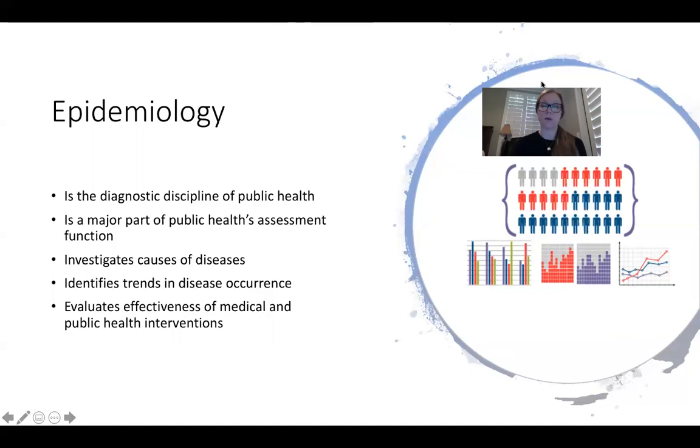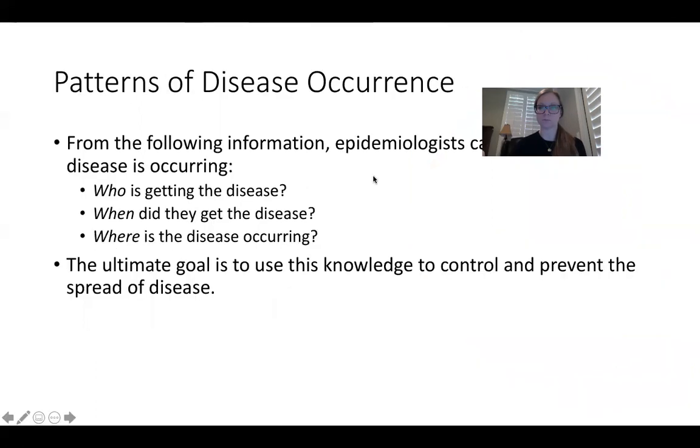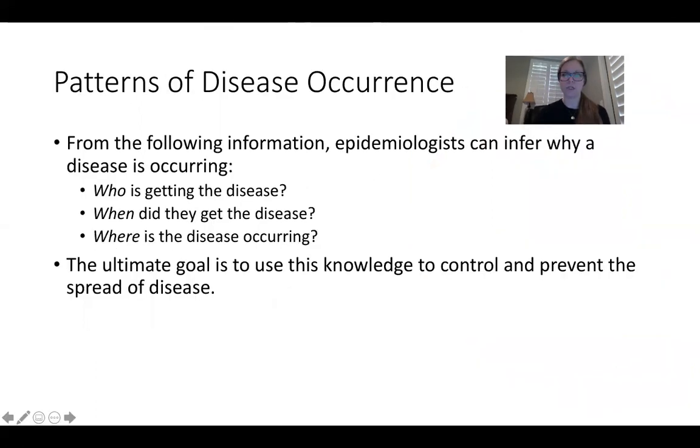All right, so epidemiology is a major part of public health assessment. So it's assessing each person, population, investigates causes of the disease, why it happens, okay, trends of the disease and how it occurs, and evaluates the effectiveness of medical and public health interventions, okay? Patterns of disease occurrence, so who gets the disease, when did they get the disease, where the disease is occurring, things like that. AIDS, for example, how that came about, okay, where did the person get it? It took them a while to figure out how AIDS came about, okay, and we'll go over the history of that, okay.